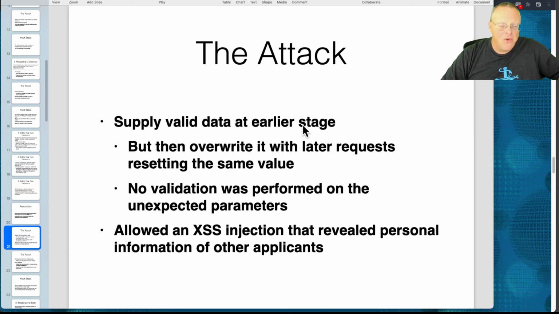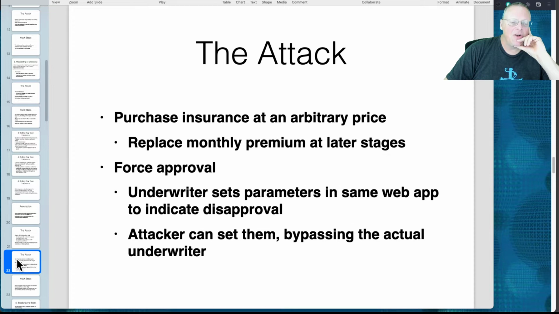So what you do is supply valid data at an earlier stage, but then override it with later requests changing the value. And the app does not notice that the value has changed and give an error message. It just accepts the new values, and this made it possible to steal information of other applicants. You could also purchase insurance at an arbitrary price, because you could replace the monthly premium after it's approved, I think. Replace the monthly premium.